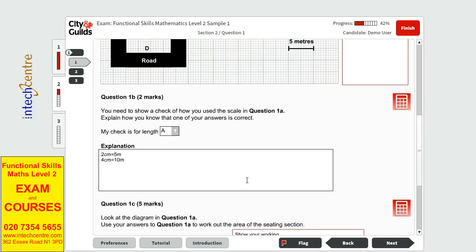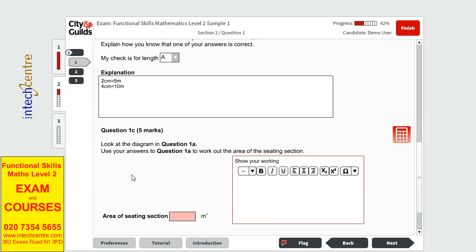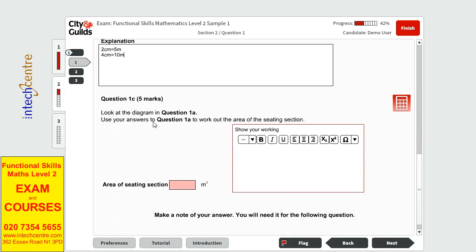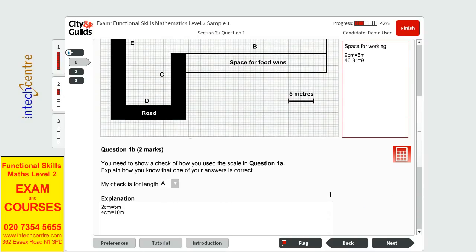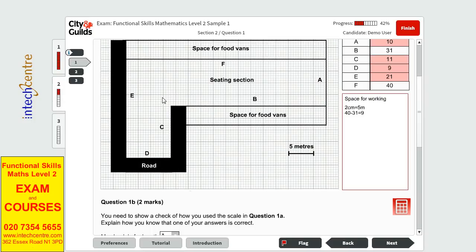And that's question 1b. Looking at the diagram in question 1a, we have to use the answers from question 1a to work out the area of the sitting section. So we'll have to go back to the previous question to find out the area. This is a complex or irregular shape. As we can't calculate the area doing length times width to the whole of it, therefore we'll have to split it. Here, let me show you what I'm talking about.